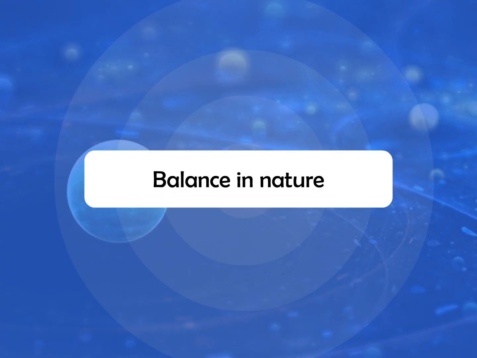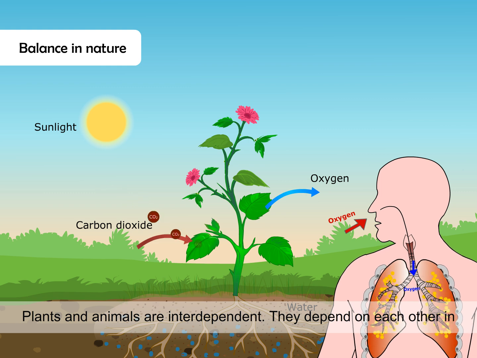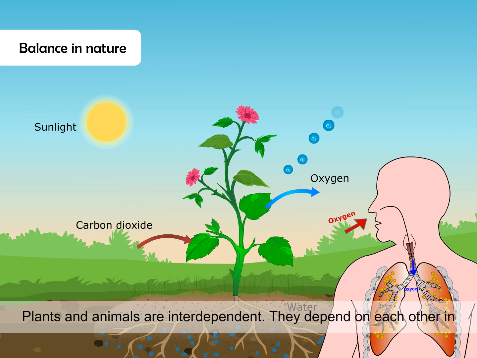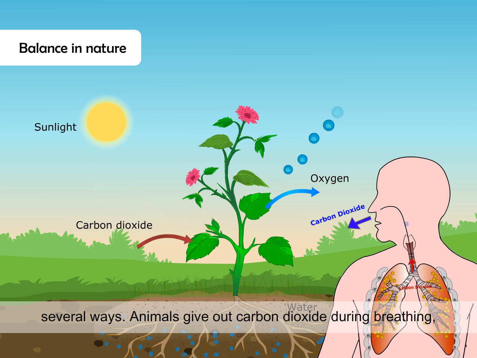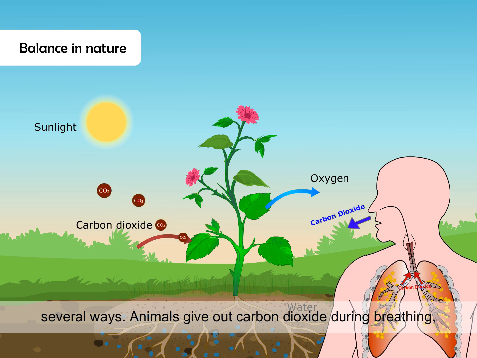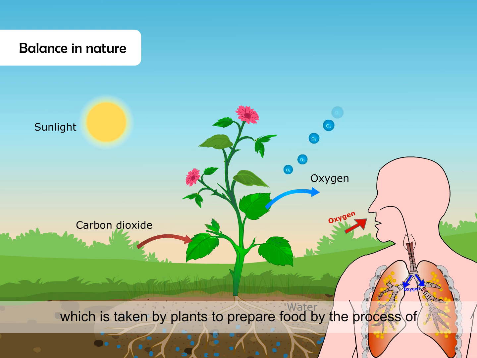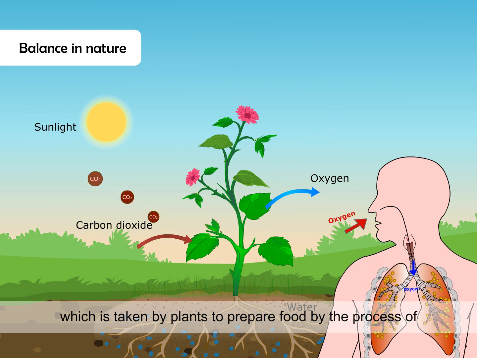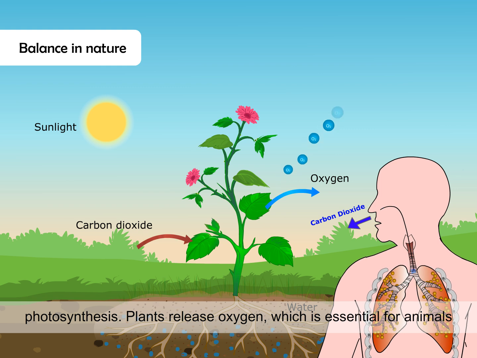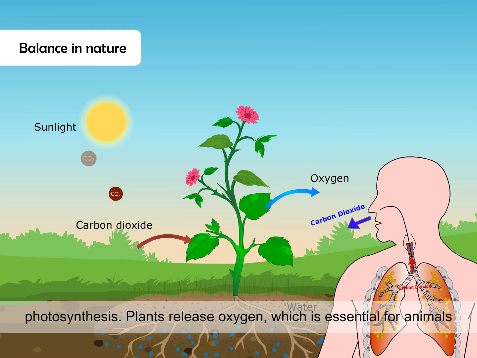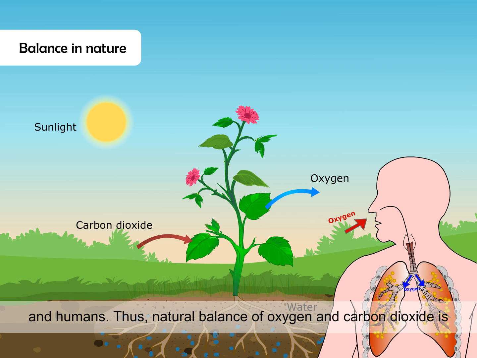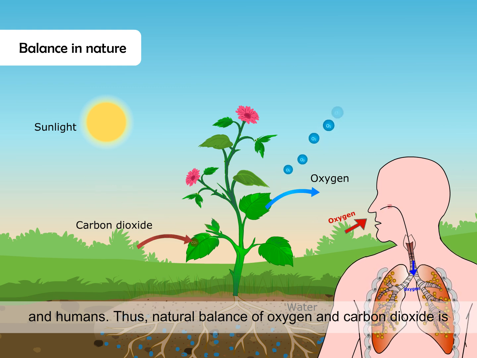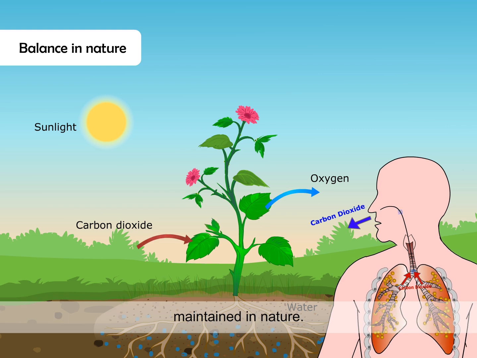Balance in nature. Plants and animals are interdependent. They depend on each other in several ways. Animals give out carbon dioxide during breathing, which is taken by the plants to prepare food by the process of photosynthesis. Plants release oxygen, which is essential for animals and humans. Thus, natural balance of oxygen and carbon dioxide is maintained in nature.